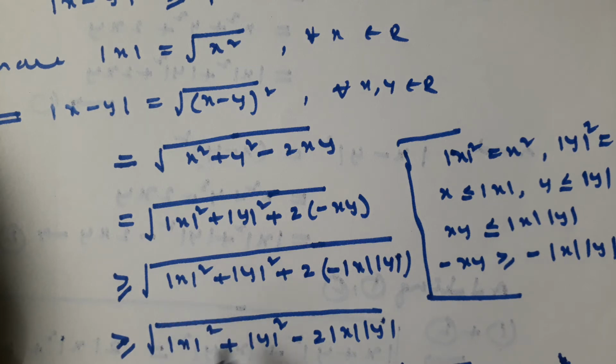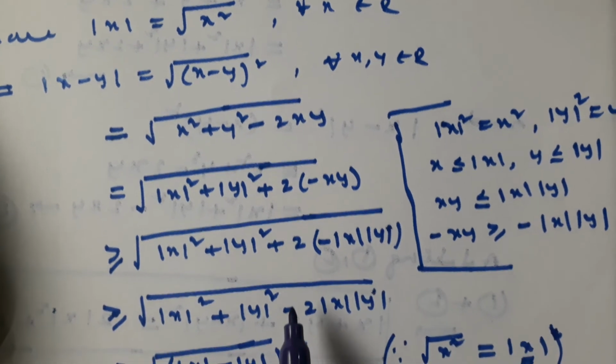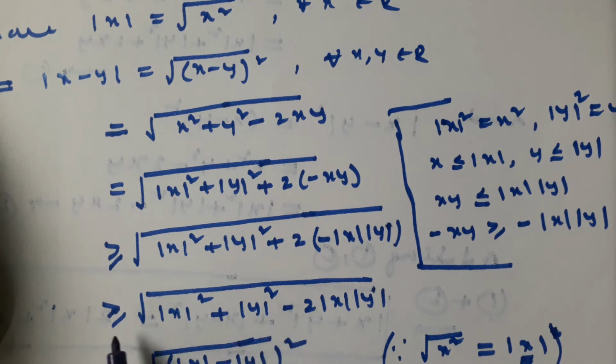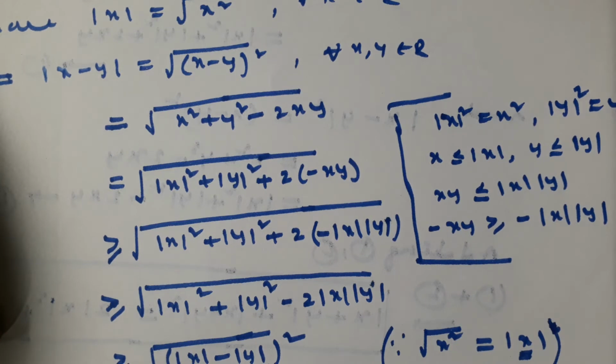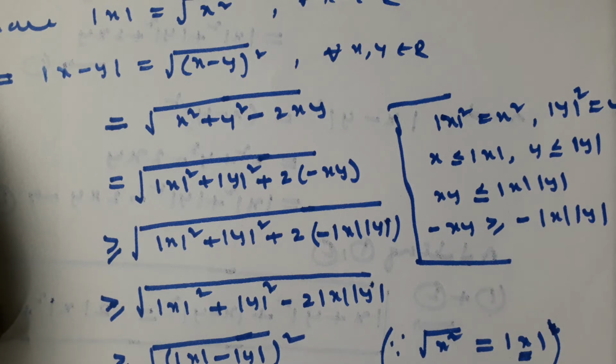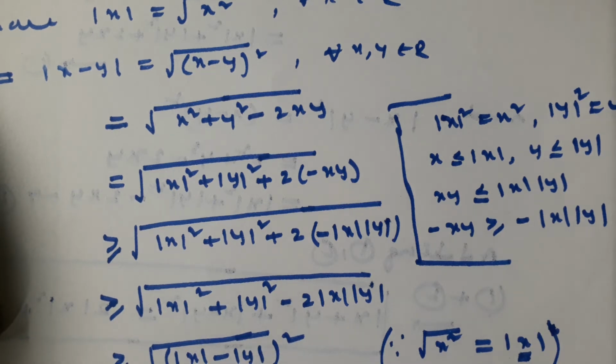So similarly, that minus is to be taken outside. It is now greater than or equal to root of mod x square plus mod y square minus 2 into mod x into mod y. This is the a plus b whole square form, which is greater than or equal to root of mod x minus mod y whole square. Now as root of x square, this total will be x, suppose root of x square is equal to mod x only. So x place is now mod x minus mod y.